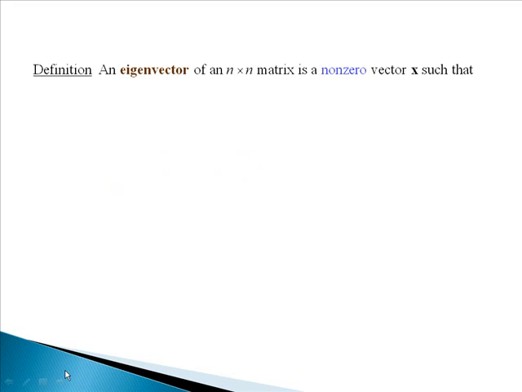So let's look at a couple of definitions. An eigenvector of an n by n matrix A is a non-zero vector x such that when I multiply A times my vector x, I get lambda x for some scalar lambda. So in our previous example, when we multiplied our vector v by our matrix A, we ended up with 2v. So 2 would be what we're talking about when we're talking about lambda. 2 would be our scalar.